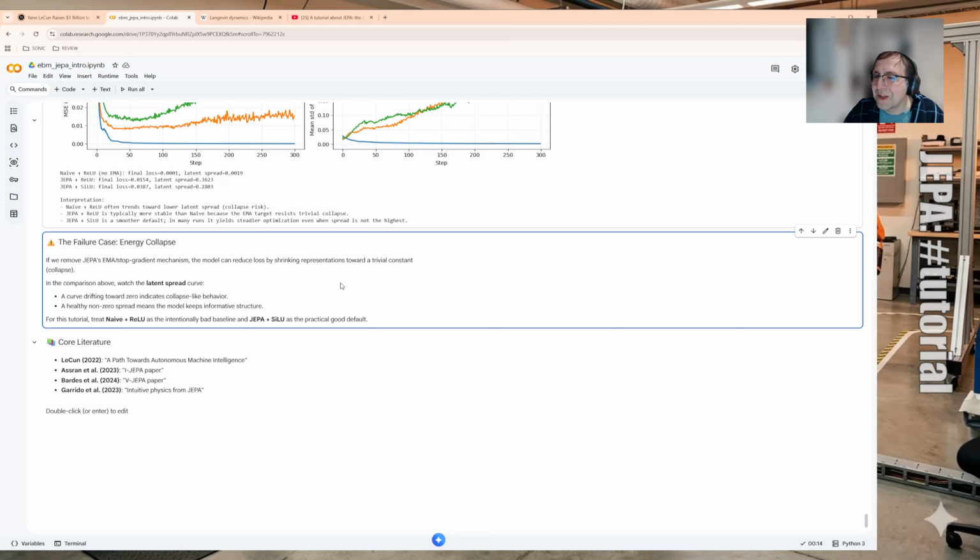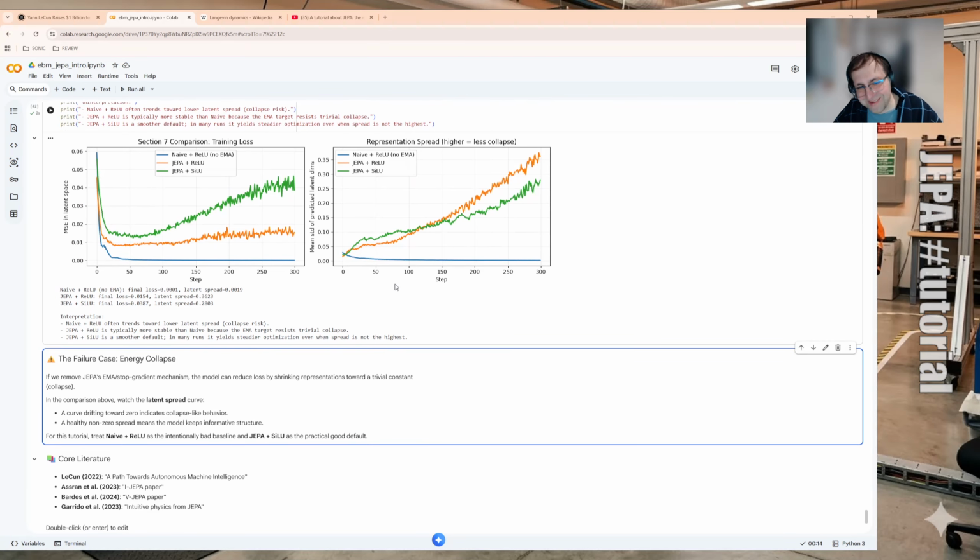And as I said before, you use the latent spread in the naive plus EMA as a diagnostic. So always remember to plot both charts. If the spread goes to 0, that's bad. It's collapsed. If the spread is more than 0, you have got something interesting, like representations.